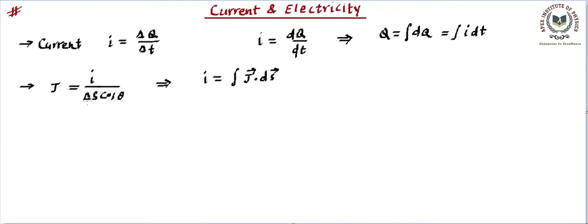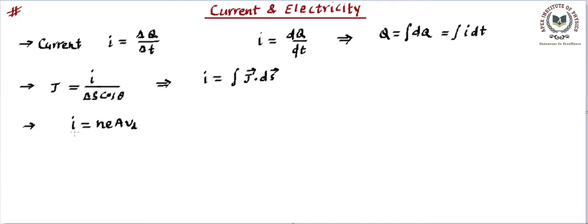Okay, and then we have talked about the mechanism of current inside a conductor, and we got to know one important relation or formula of current. This current formula came out to be I is equal to N e A Vd.